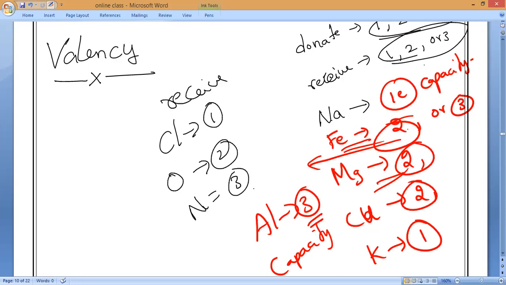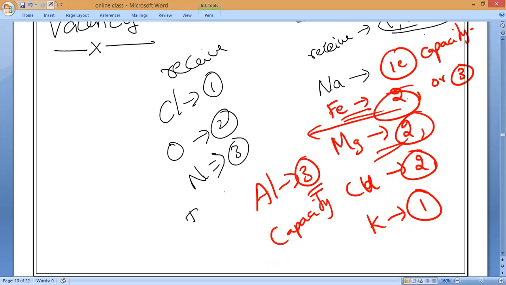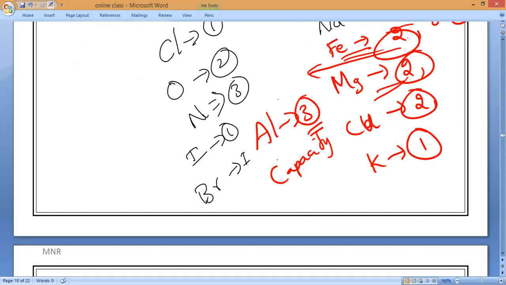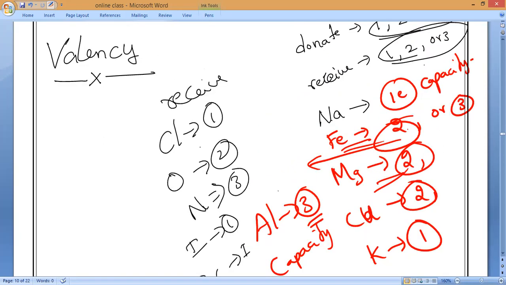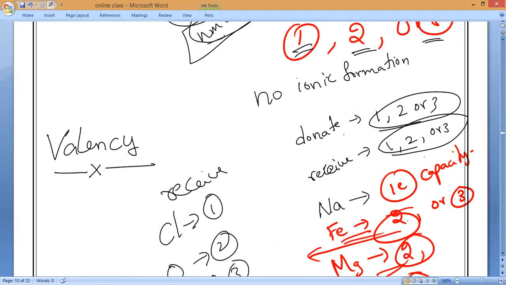Do you understand, all of you? Iodine can receive 1 electron. Bromine can receive 1 electron. Like this, different things they can receive 1 or 2 or 3 electrons. So that is their maximum capacity. So this capacity of receiving or donating electrons is only called as what, guys? Valency.